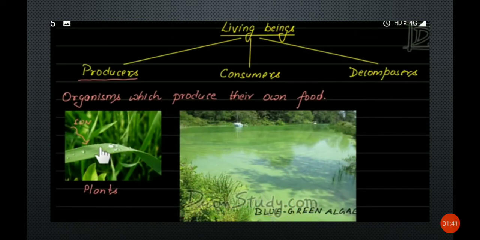If you take living things, means living beings, in this there are 3 kinds: producers, consumers and decomposers. What are producers? The organisms which produce their own food. Example, plants, blue-green algae. You all know that plants can make their own food by the process of photosynthesis. That is the reason plants are called producers.